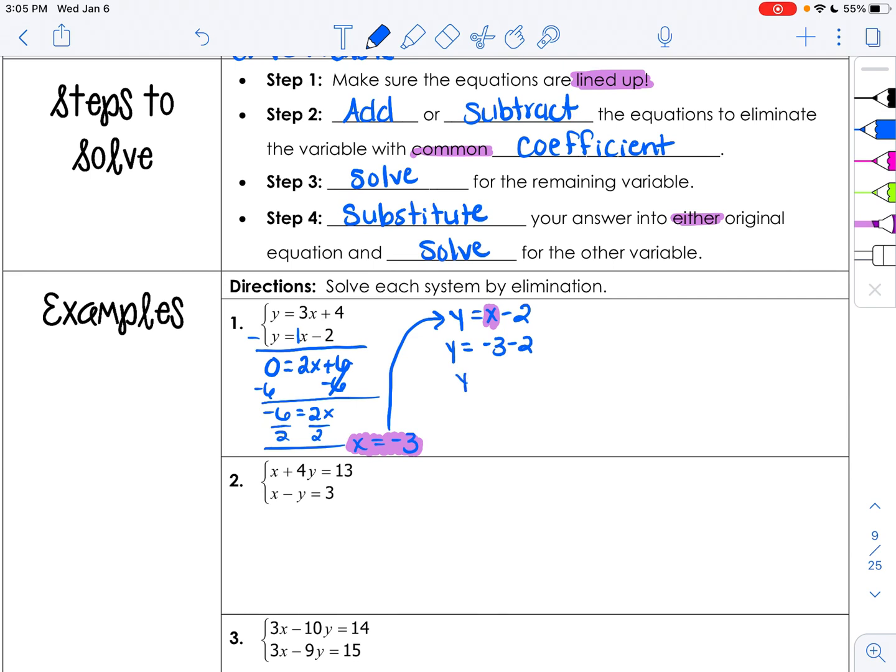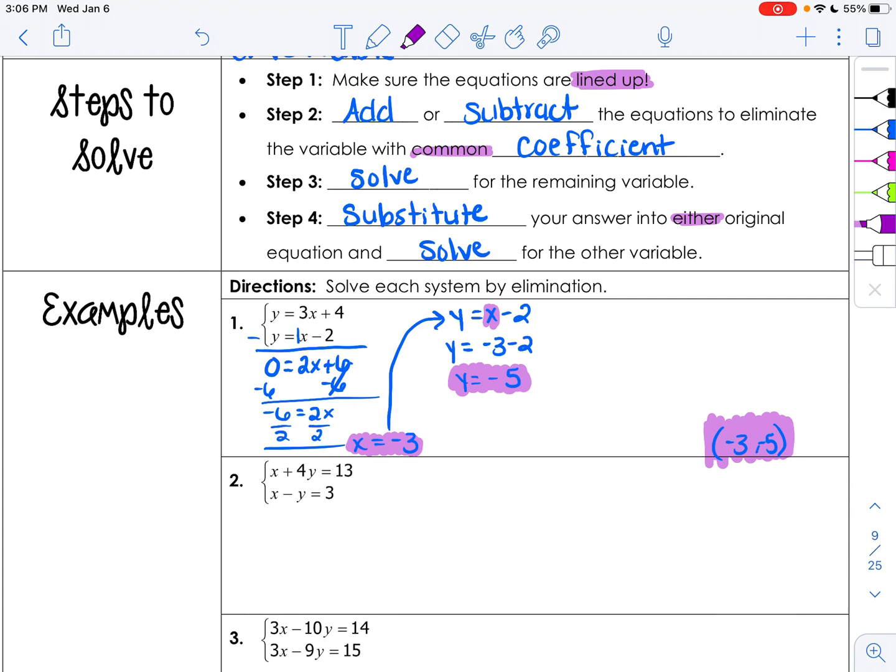And then solve, y equals negative 5. So there's the other half of my answer. Remember, just like with graphing and the substitution method, my answer is going to be an ordered pair, where my first number is x and my second number is the y value. So I'm going to replace x with negative 3, and I'm going to replace y with negative 5. So my final answer is negative 3, negative 5. And if I were to graph these two lines, I would see that they cross at negative 3, negative 5.